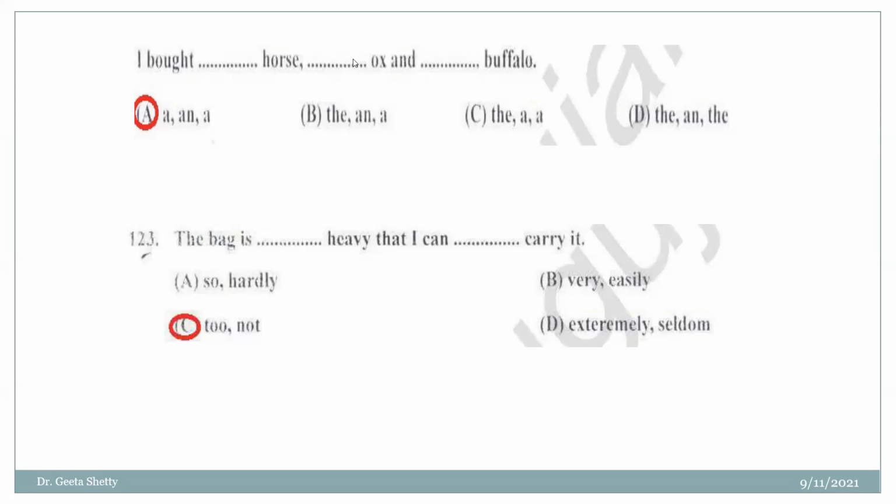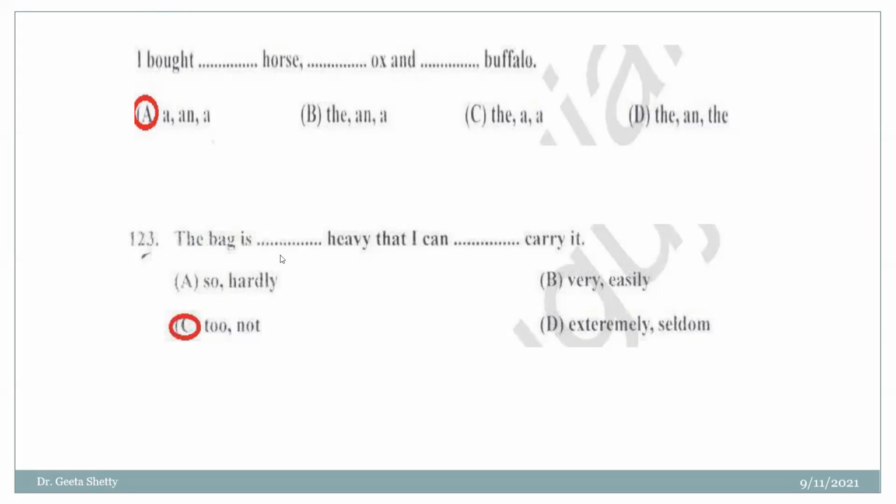All right. So you have to be very clear about your articles. What do we know about articles? That there are two types, definite and indefinite articles. What article would go where? These are general: a horse, an ox, and a buffalo.